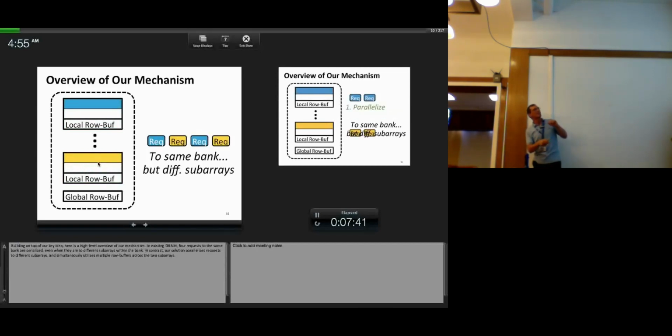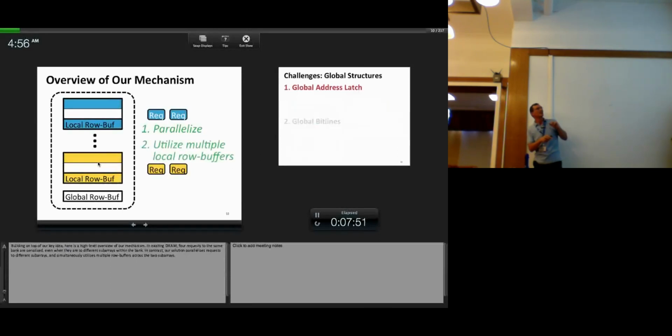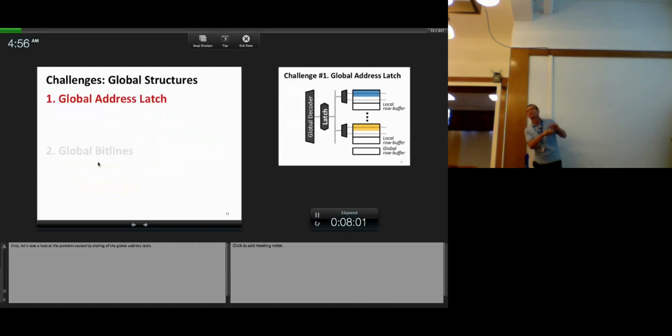Basically, assuming that these go to the same bank, but to different subarrays. The blue ones go to this subarray. The yellow requests go to this subarray. We'd like to try to do this. Basically, parallelize, open the row buffers, and keep them open, such that if there are more yellow requests coming, you can service them from this row buffer. If there are more blue requests coming, you can service them from this row buffer.